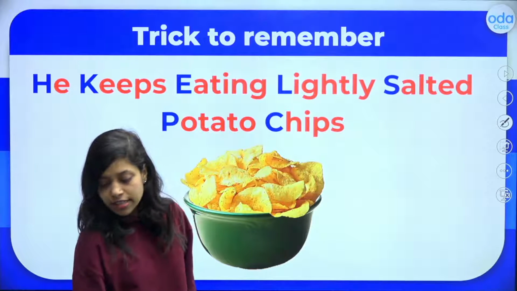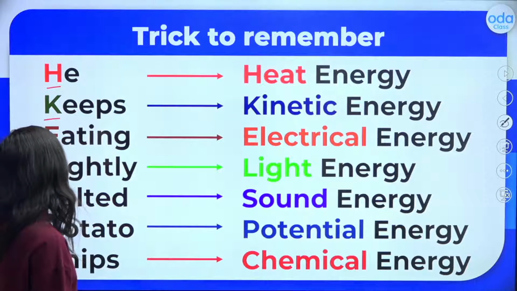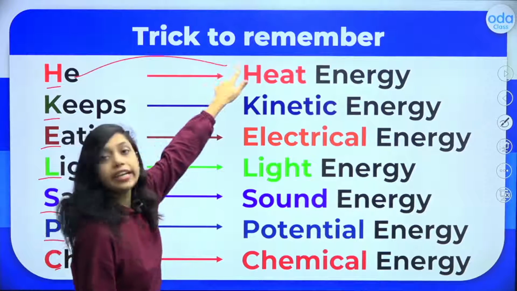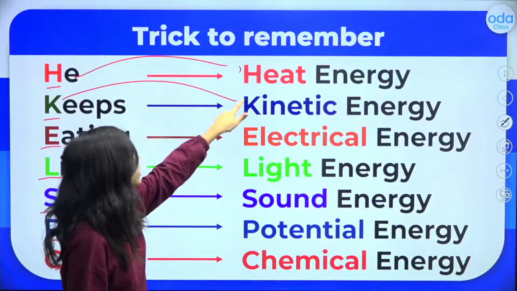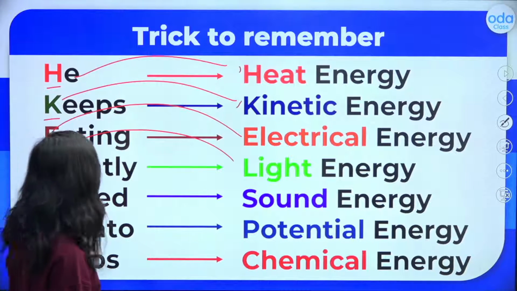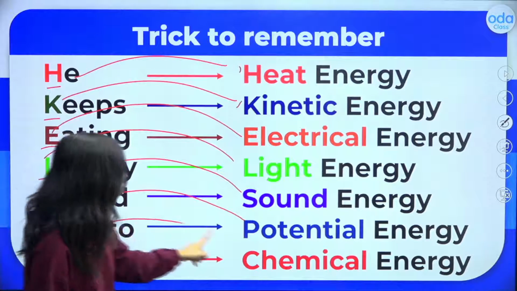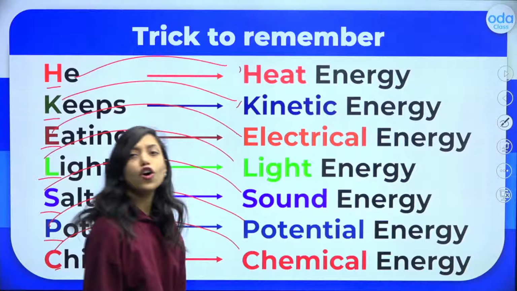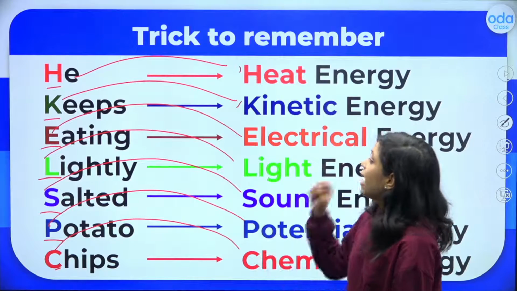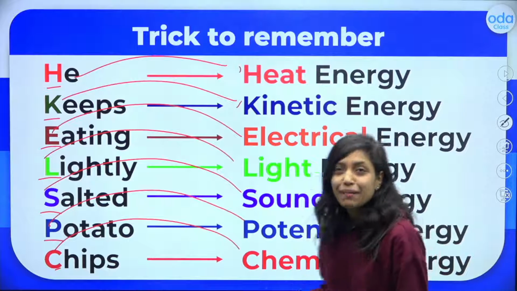So now, how is this related to types of energy? As you can see here, he keeps eating lightly salted potato chips. So H is for heat energy, K is for kinetic energy, E is for electrical energy, L is for light energy, S is for sound energy, P is for potential energy, C is for chemical energy. Can you all remember this? Heat energy, kinetic energy, electrical energy, light energy, sound energy, potential energy and chemical energy, okay?